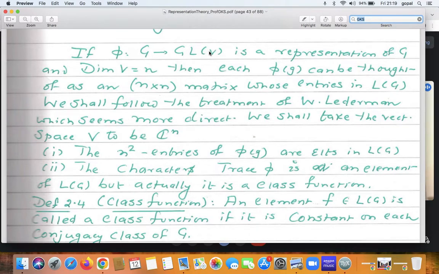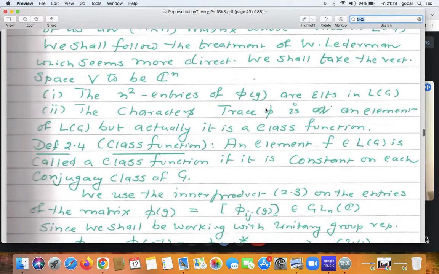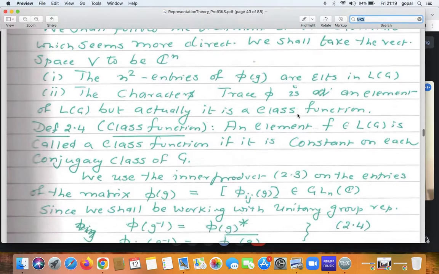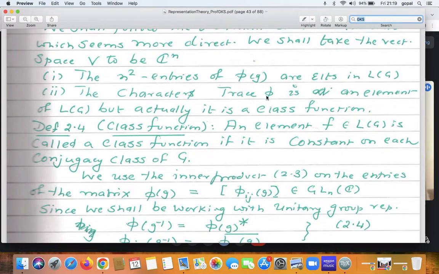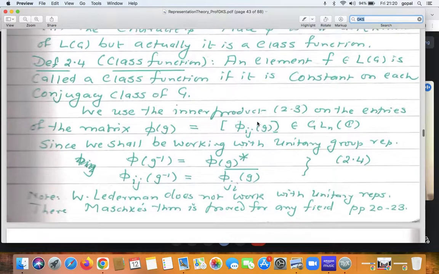We shall follow the treatment in Walter Ledermann, which seems more direct. So we have already taken the vector space to be C^n. The n squared entries of rho(g) are functions on G. They are elements of L(G), the vector space L(G). The character of the representation, which is the trace of rho, is an element of L(G). But actually, it's a class function. So let us look at the definition.